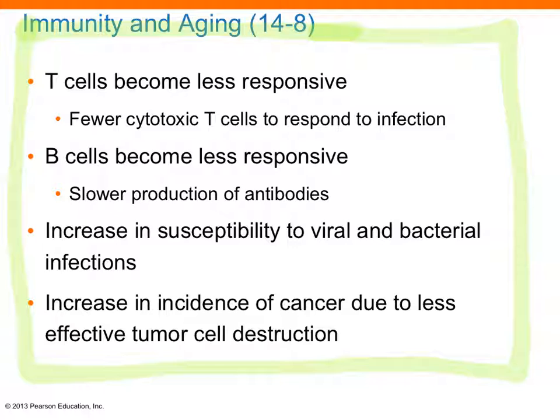Now let's talk about immunity and aging. T cells become less responsive. Fewer cytotoxic T cells to respond to an infection. B cells become less responsive. They have slower production of antibodies, an increase in susceptibility to viral and bacterial infections, and there's also an increase in incidence of cancer due to a less effective tumor cell destruction.